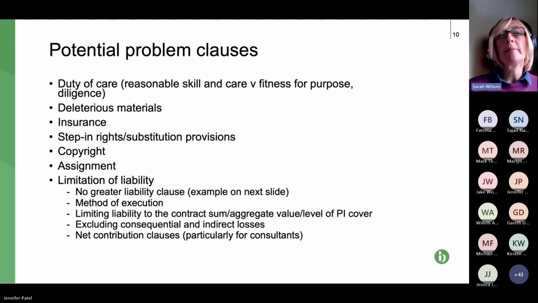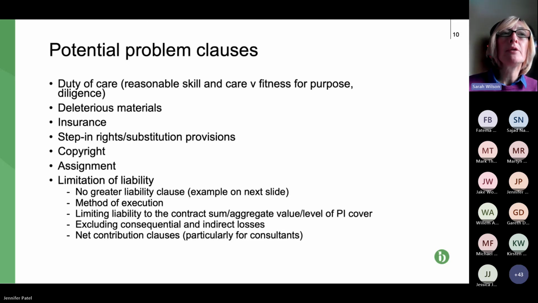And then finally, limitation of liability. What I would expect to see, and this is another thing, as well as your reasonable skill and care, that you need to be looking out for, is what we call a no greater liability clause. So a clause that makes it clear that the contractor, the party giving the warranty as to the work, is not giving a greater liability in the collateral warranty than it gives under the construction contract.